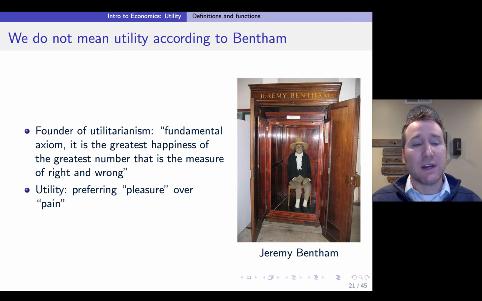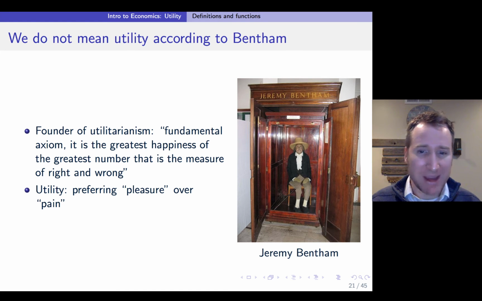If you're ever in London, I encourage you to drop by UCL. You can actually see him. There's a picture of him right there. He was definitely an eccentric guy, but one of the things he insisted upon was being preserved after he died, and he was subsequently put on display. So he's still there if you'd like to see him. But what he said is that there's a fundamental axiom of utilitarianism, which is the greatest happiness of the greatest number, that is the measure of right and wrong. So for him, utility meant preferring pleasure over pain.